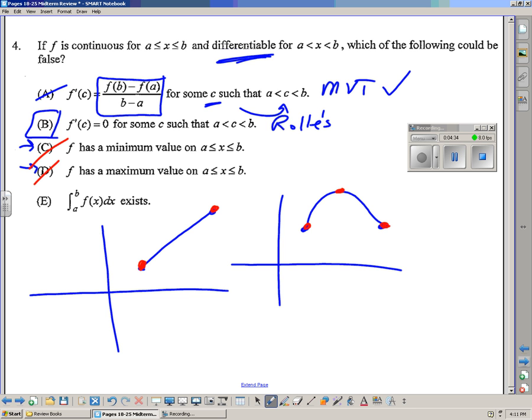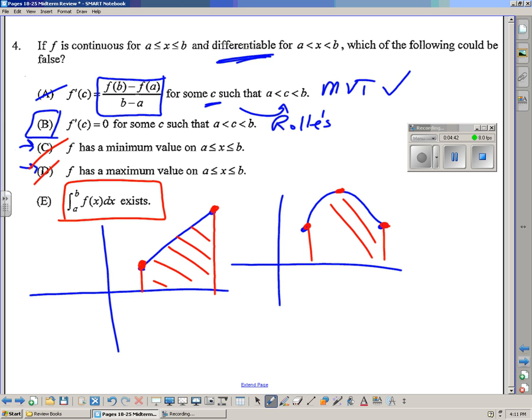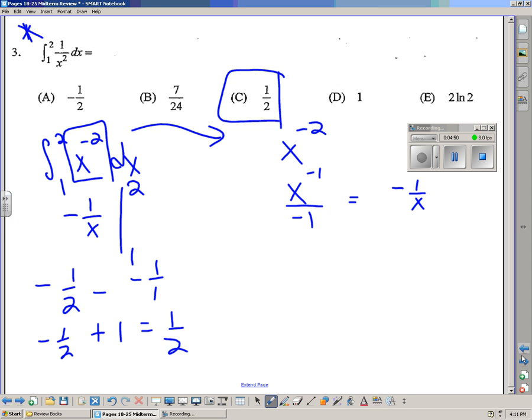And this is the integral. That means the area under the curve makes sense. The integral exists, the area under the curve exists, which in any situation where you have a continuous differentiable function, the area makes perfect sense. So that is not correct either. Choice B is correct. Whoopsie.